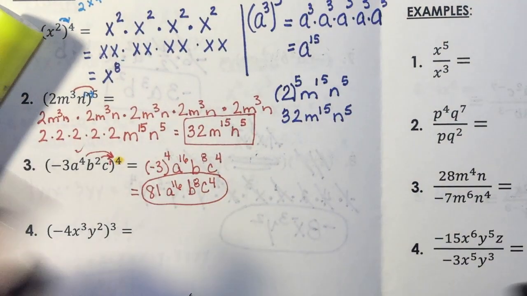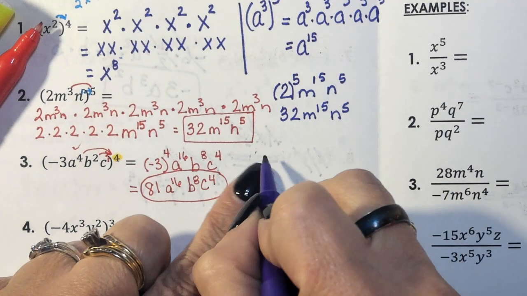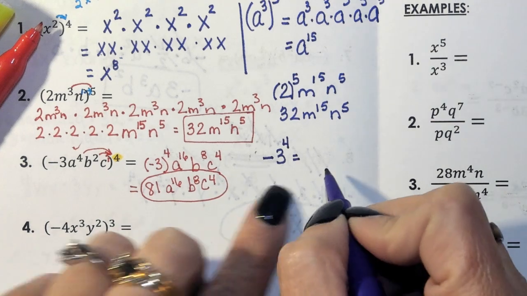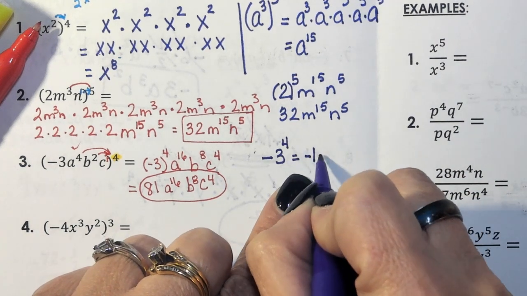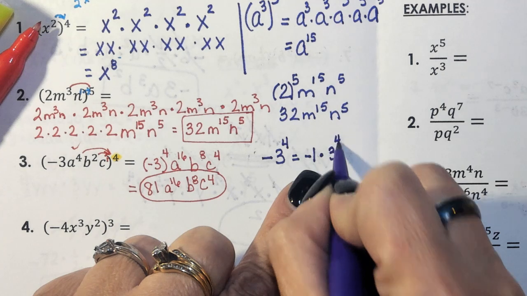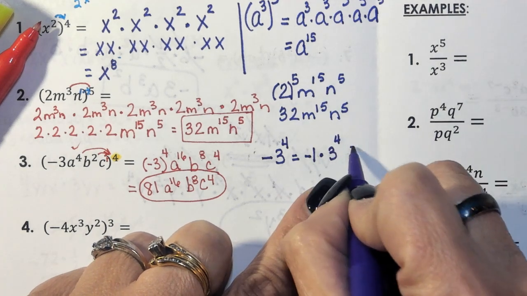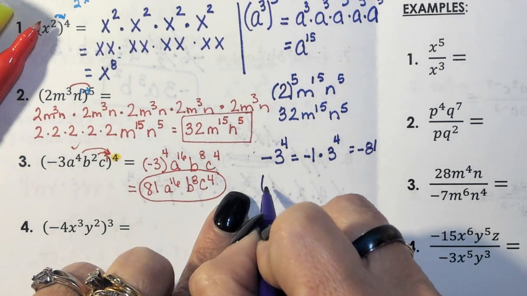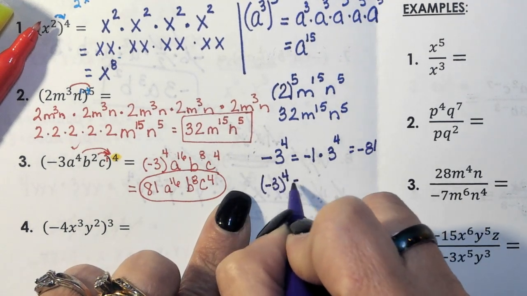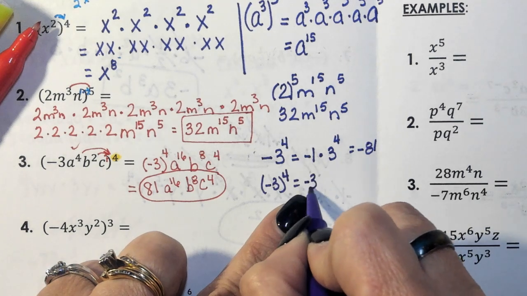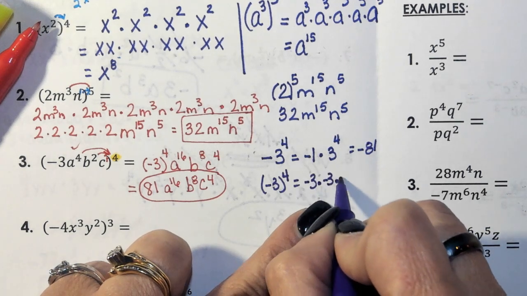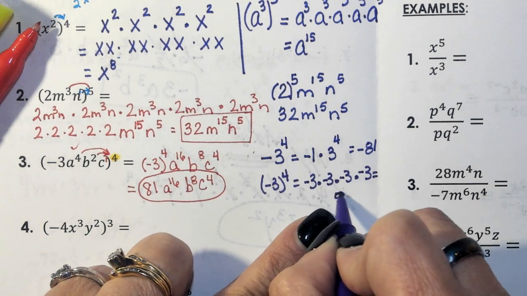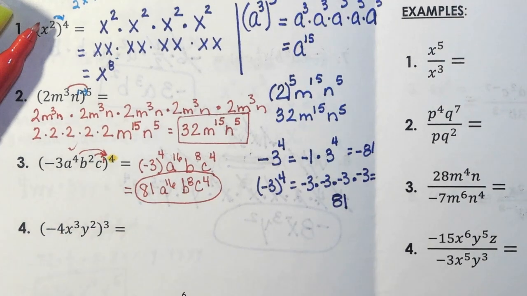It sees something different. If you type negative 3 to the 4th power, this is what your calculator sees. It sees negative 1 times 3 to the 4th power, which is negative 81. When you tell your calculator negative 3 four times, your calculator sees negative 3 times negative 3 times negative 3 times negative 3, which is 81.